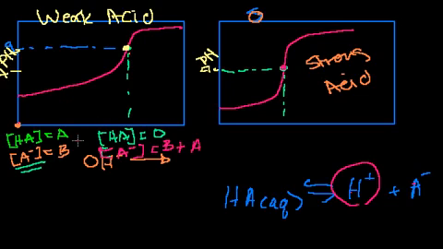Now, what can we do with this? If we can somehow figure out the point along this curve where we had an equal amount of our acid and conjugate base, there might be something interesting we could do with it. Let me write the Henderson-Hasselbalch equation. I always have trouble pronouncing the second L in Hasselbalch, but I'm doing my best.